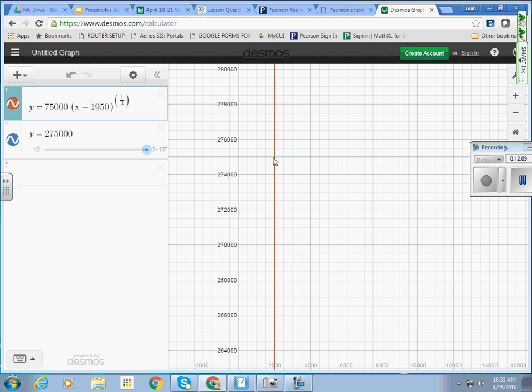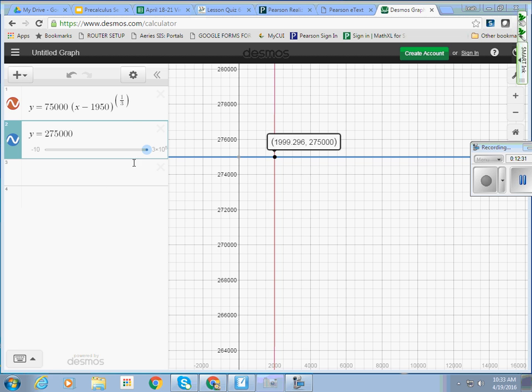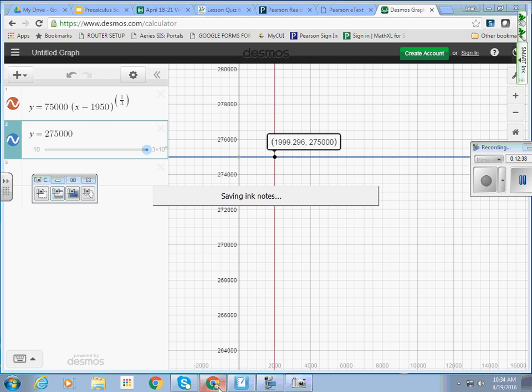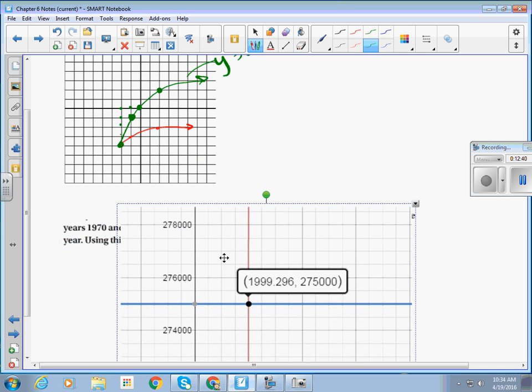We just click. So at 1999.296, our equation is equal to 275,000. So in 1999, so let's take a little snip of this. So go ahead and recreate this little graph on your paper so you can show that.